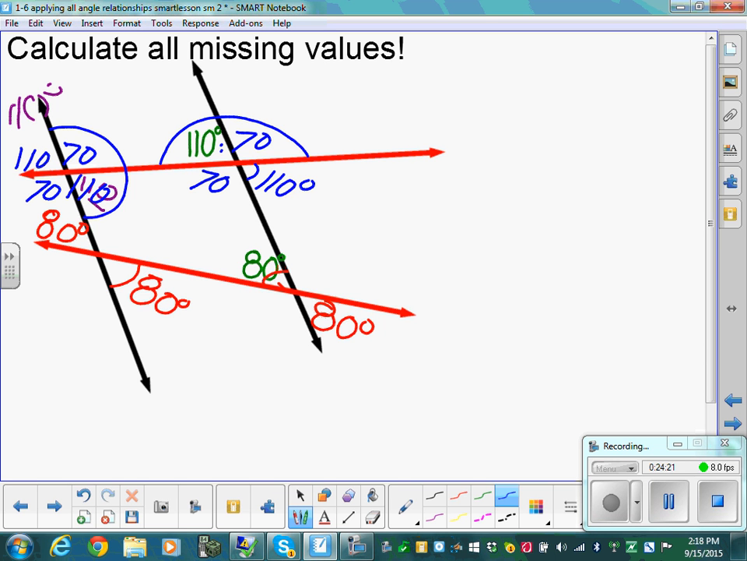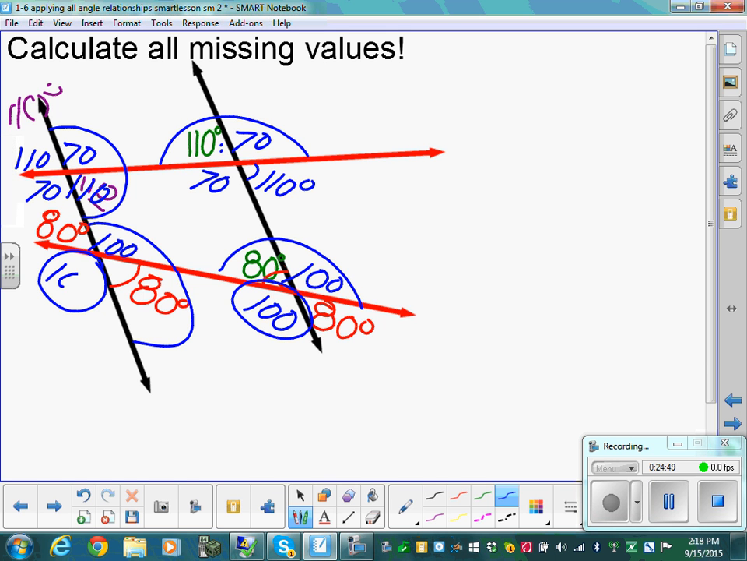Okay. Now, can we go this way? No, those aren't parallel lines. So we'll have to do it a different way. Well, we have another straight line right there. 100. If that's 100, what's this? Because of the vertical angle. Very good. And then we have another straight line right there. 100. And this is 100, or we could say, I'm going to do it this way. This is a corresponding angle to this. So this must be 100.